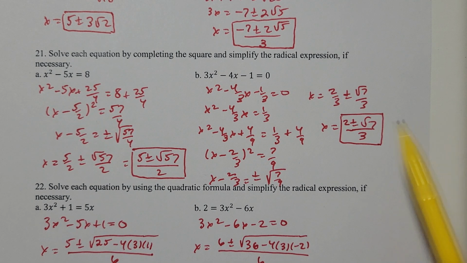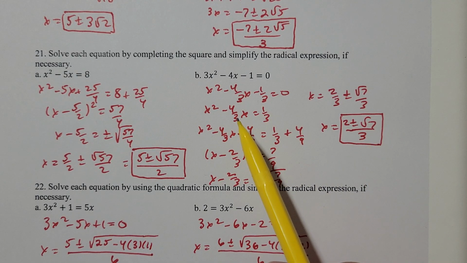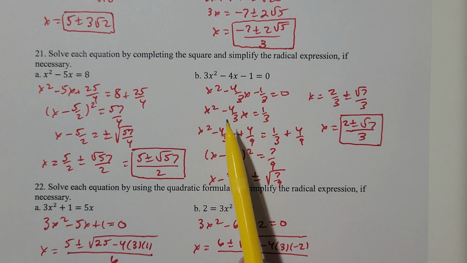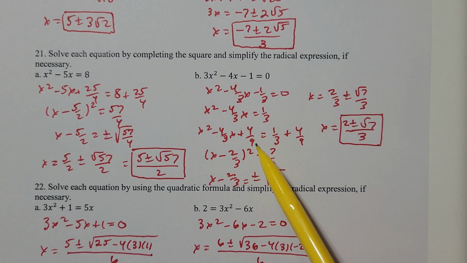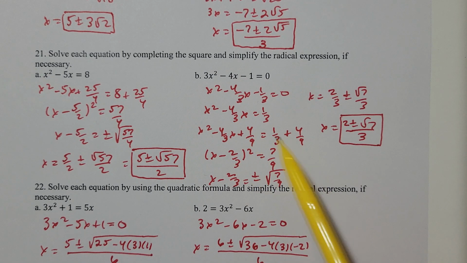So I take half of the number in front of x. Half of the number in front of x. So half of negative 4/3 would be negative 2/3. And I need to square negative 2/3. Well, negative 2 squared is 4, and 3 squared is 9. So 4/9, that's going to be the magical number that we'll need to add to both sides in the next line.